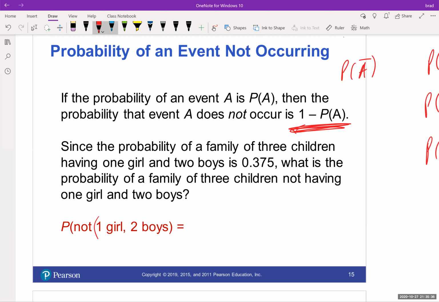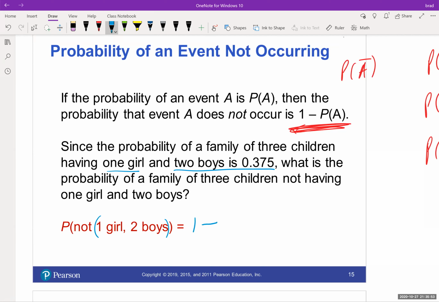This is kind of confusing. I just wanted to reread their question. They kind of mean it like that, not 1 girl and not 2 boys, okay? So that means that if the family of 3 children having 1 girl and 2 boys is that, well then what would not that be?